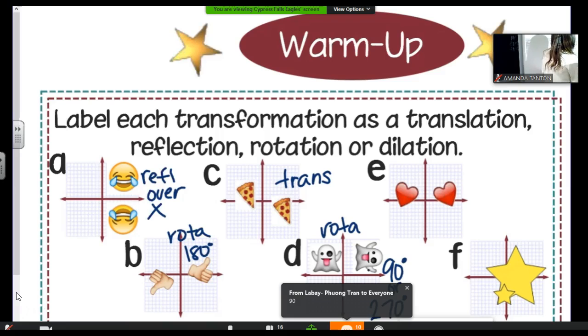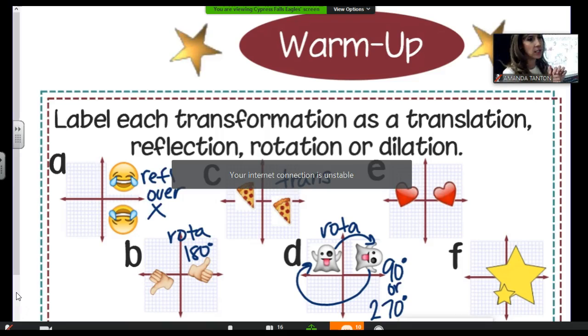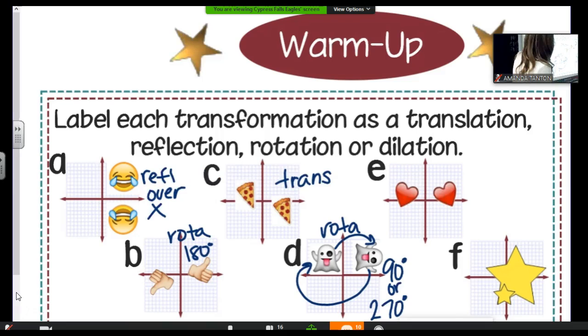Did you go this way? Or did you go this way? Which one was your original? Which one was your resulting image? So we'll talk about that today as well and tomorrow because rotations is tomorrow. E. What's E? Reflection. Reflection over what? The y-axis. Y-axis this time. And F.